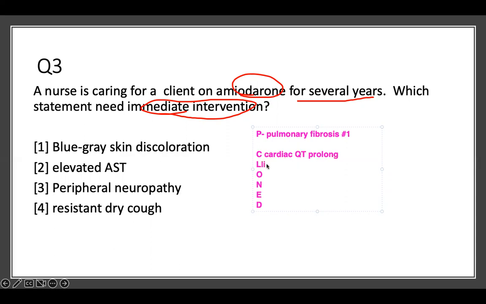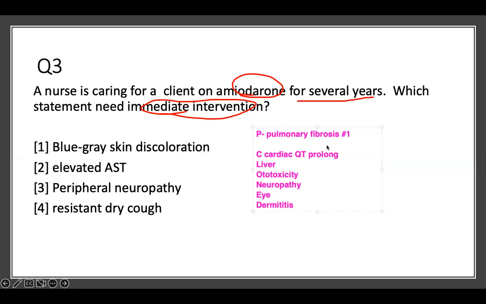Then L is the liver. They can get a liver issue, so hepatitis. Then O is ototoxicity. And N is peripheral neuropathy. And E is basically the eye problem, optic neuritis. And D is the skin, so dermatitis. The number one symptom is pulmonary fibrosis.